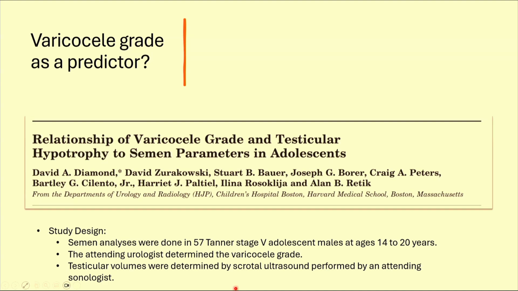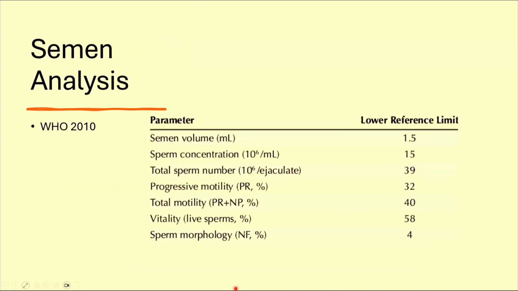Before we go into the details of this paper, let's quickly review the WHO 2010 semen analysis. The semen volume normal lower reference is 1.5 ml. Sperm concentration is 15 million per ml. Total sperm number is 39 million per ejaculate. The motility is 32% progressive, or progressive and non-progressive combined should be 40%. Vitality 58%, and normal morphology 4%.